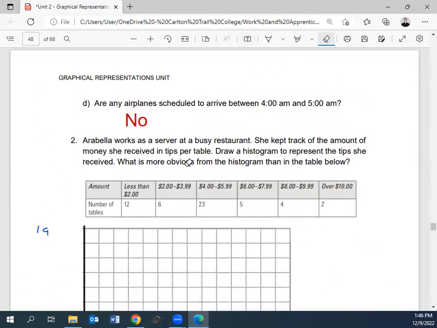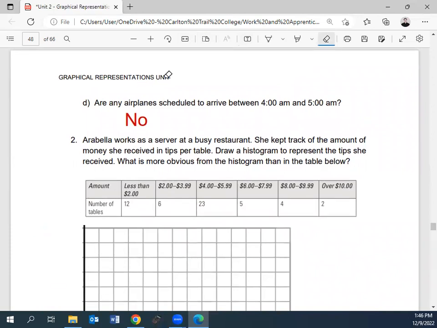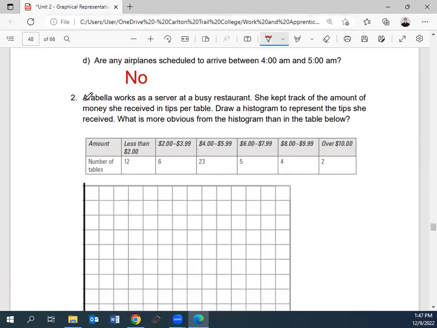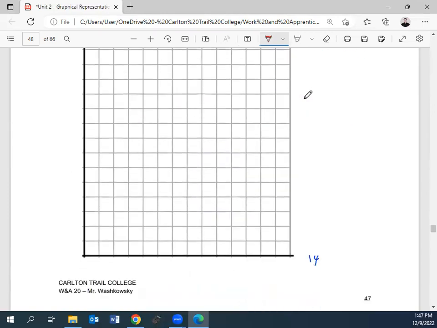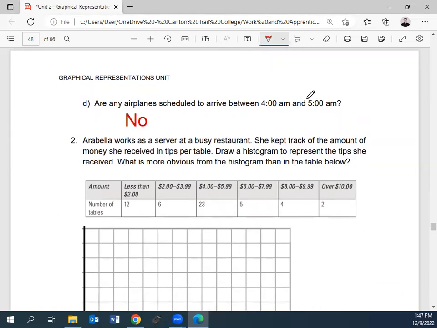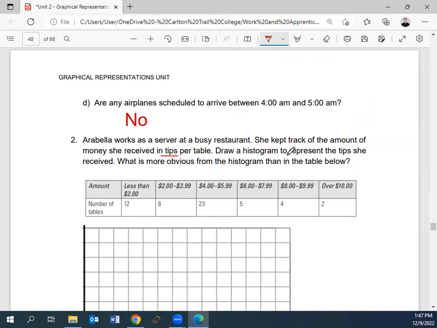So cool, we can now read a histogram. Now we're just going to draw one, and we're not going to spend a lot of time on this because it's really the same thing as bar graphs for the most part, and we've already done one. So Arabella works as a server at a busy restaurant. This is on page 47. She kept track of the amount of money she received in tips per table. Draw a histogram to represent the tips she received.